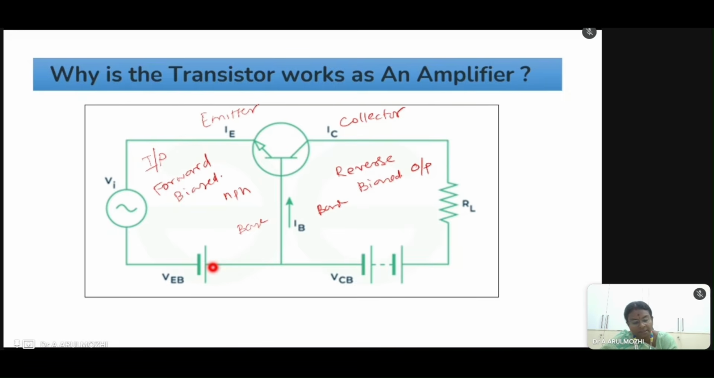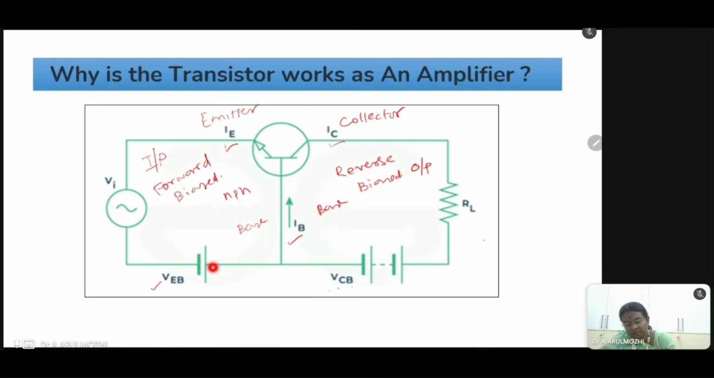Before entering into the main working as an amplifier, we should know about certain definitions. The first one is our input resistance. IE represents the emitter current, IC is the collector current, IB is the base current, and we have the emitter base voltage, collector base voltage, load resistance, and input signal. So these are all the explanations for the symbols being used.